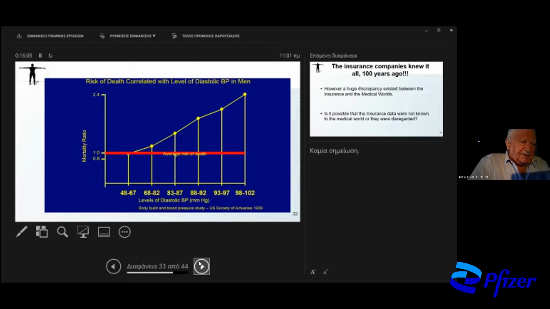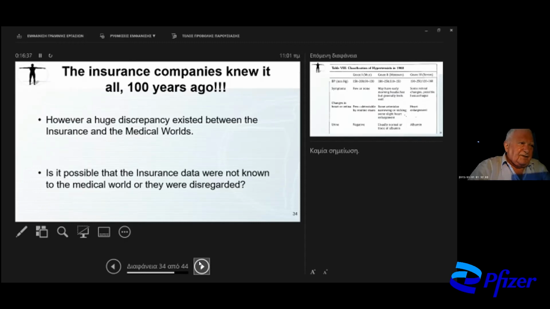This is a graph from the US Society of Actuaries, the United insurance companies, and the average risk of death is marked in red. So if your diastolic blood pressure is a little bit higher, between 68 to 82, you already have increased death chance. So the insurance companies knew it all 100 years ago.